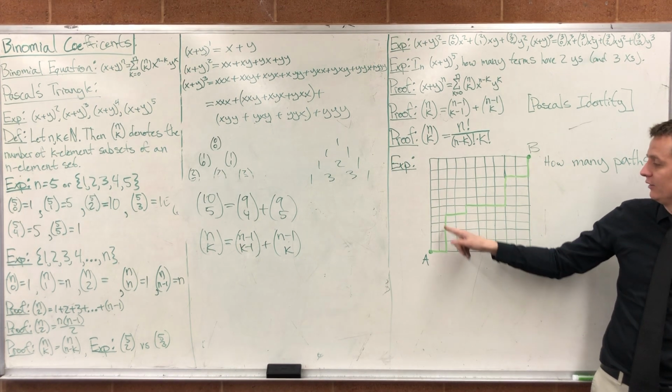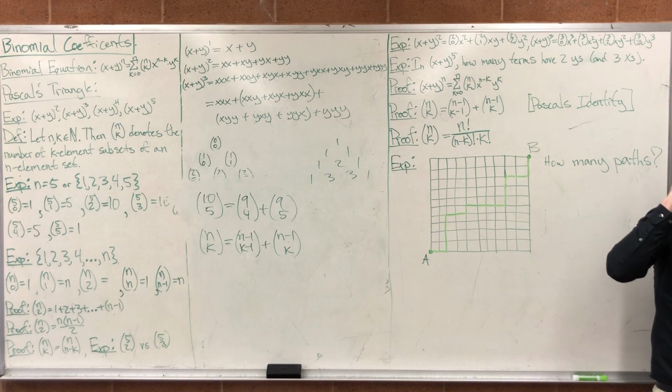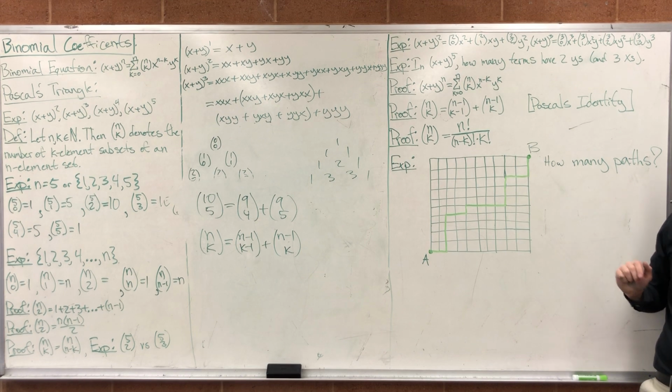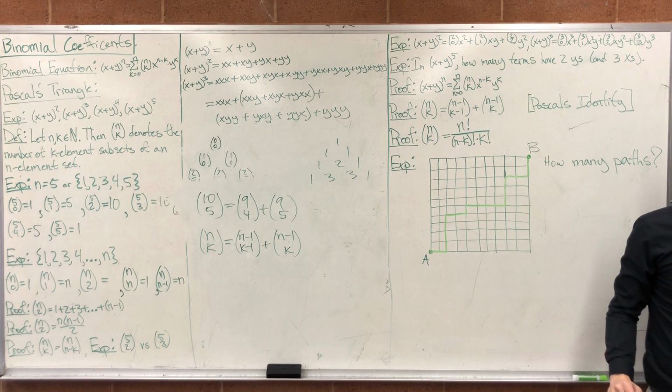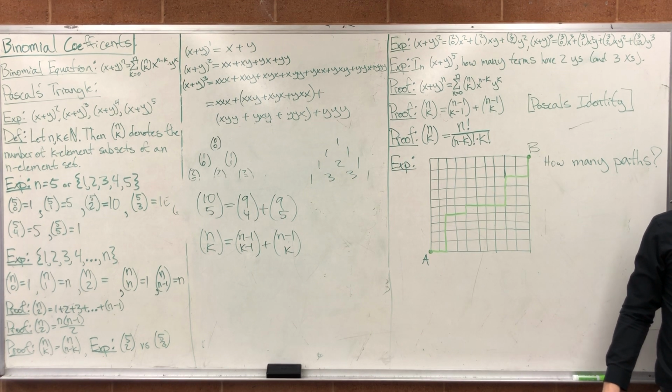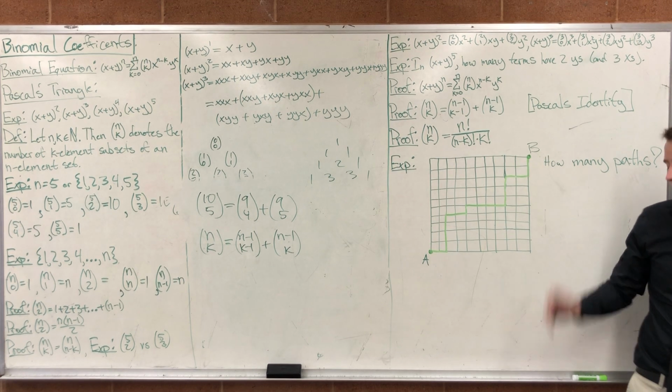So this green, the lighter green, gives us one possible path. How many possible ways can we do this? How many paths can I take from point A to point B if we don't allow any backtracking, basically? You understand the question? Yeah. All right, what do you think?